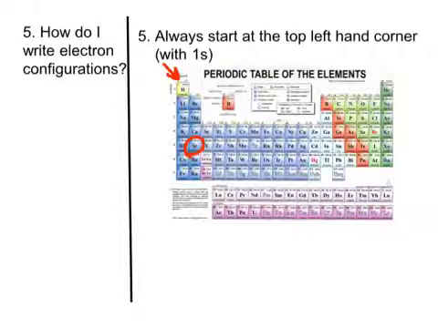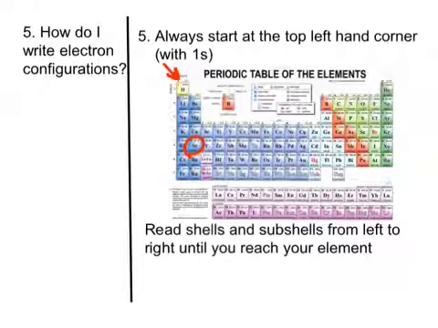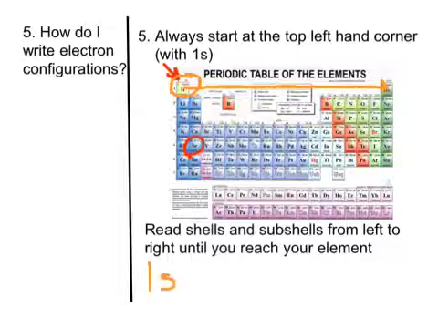So if we're going to make an electron configuration for strontium, who's way down here, we're still going to start with 1s. Next, what you'll do is you'll read the shells and subshells from left to right until you reach your element. So for strontium, we start here at 1s, and we have to fill up this row. When we fill up this row, there's only 2 spots in this row. So 1s2 is what we start with. That will bring us to helium.